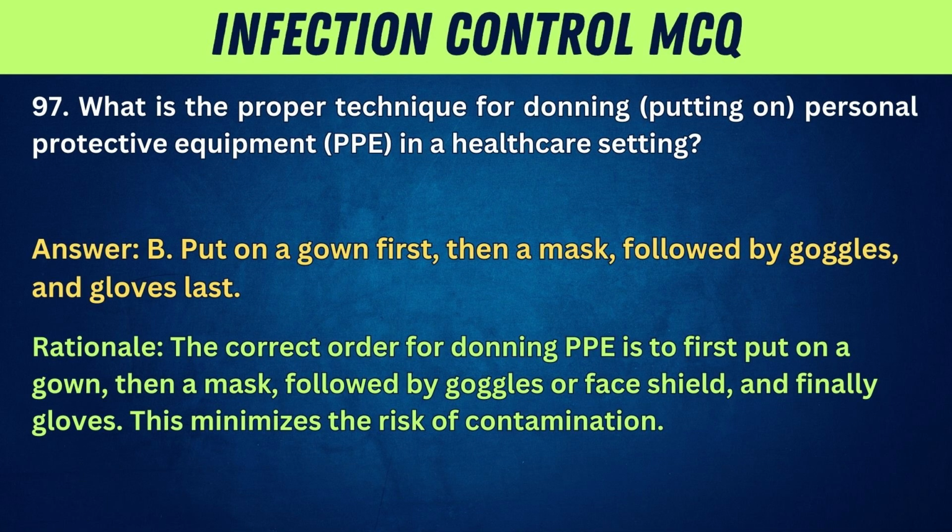Answer. B. Put on a gown first, then a mask, followed by goggles and gloves last. Rationale. The correct order for donning PPE is to first put on a gown, then a mask, followed by goggles or face shield, and finally gloves. This minimizes the risk of contamination.